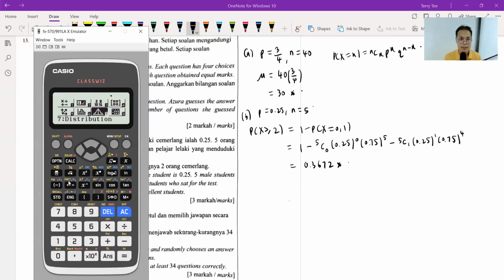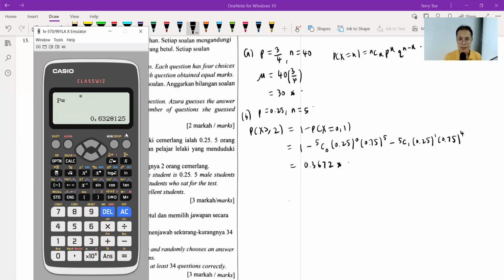Now ultimately you can use what we call the cumulative density. You press, move this down, press 1 for binomial CD, cumulative density. You just press 2 for variable. Cumulative density basically just adds up to a value. So cumulative density of 1 means you're adding the probability of 0 and 1 together. So here I use 1. My n is still 5. Probability is still 0.25. I press equals.